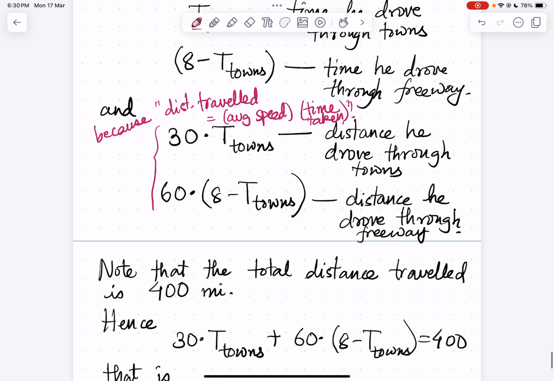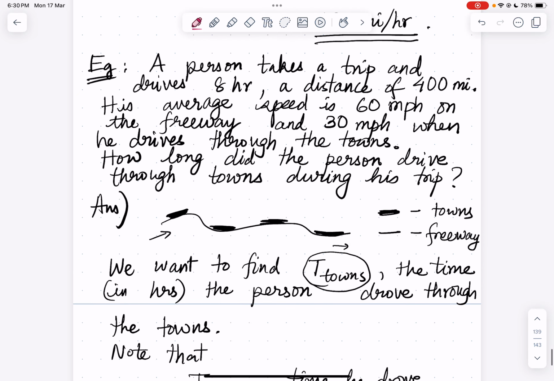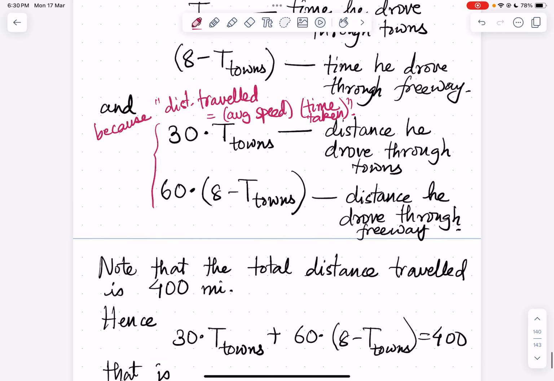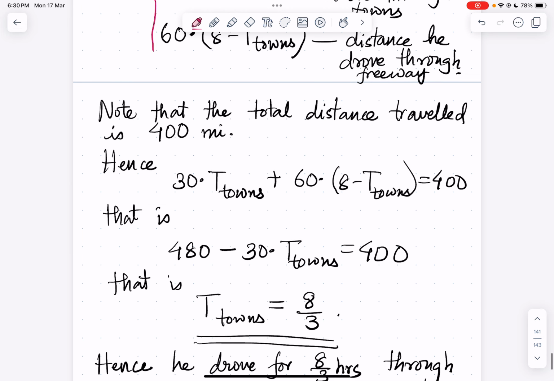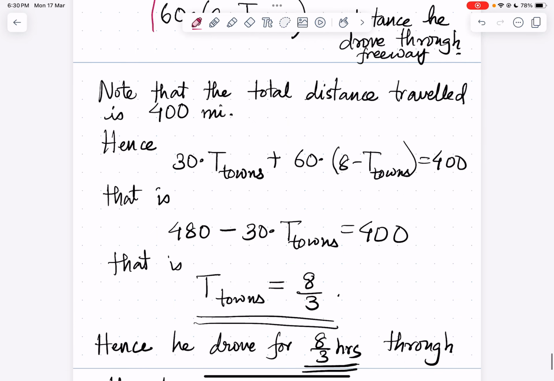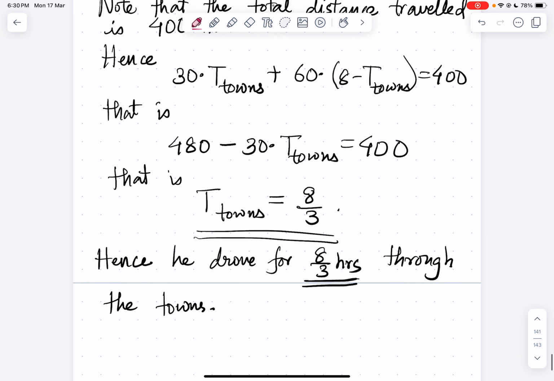But these distances he drove should add up to the total given distance of 400 miles. Hence 30 times t towns plus 60 times 8 minus t towns is 400, and solving this we get t towns is 8 by 3. Hence he drove for 8 by 3 hours through the towns. Okay, so this is a somewhat interesting example.